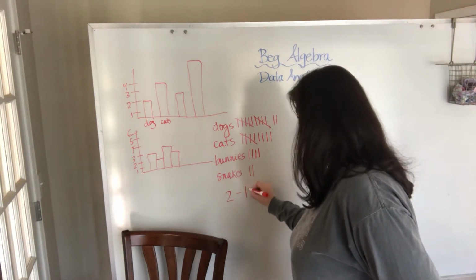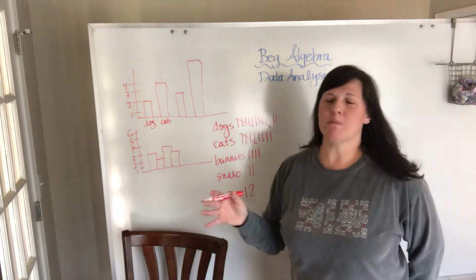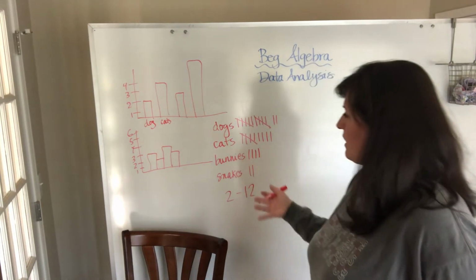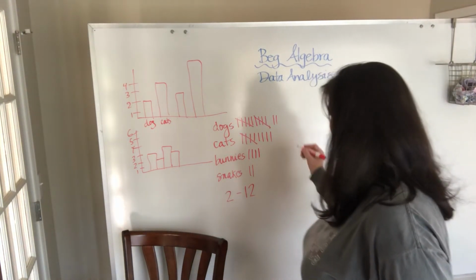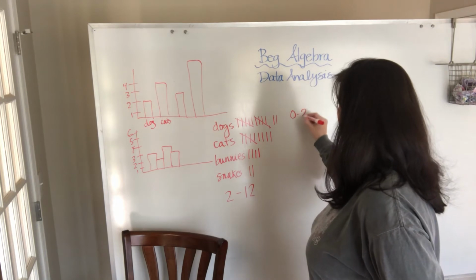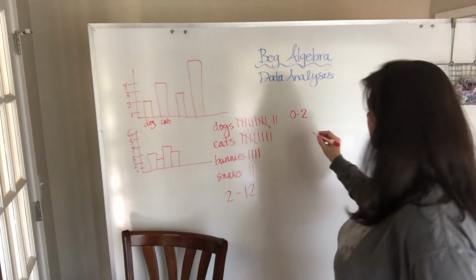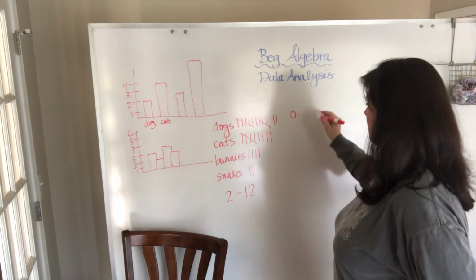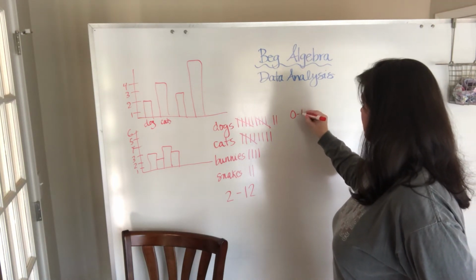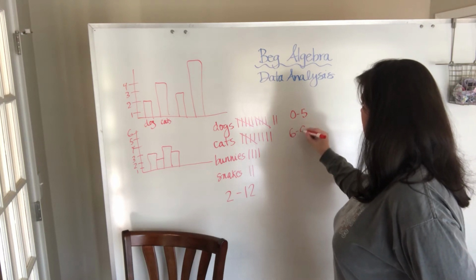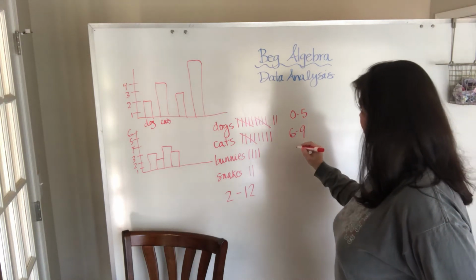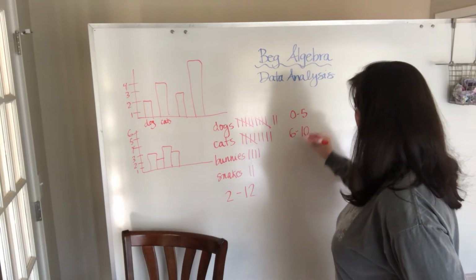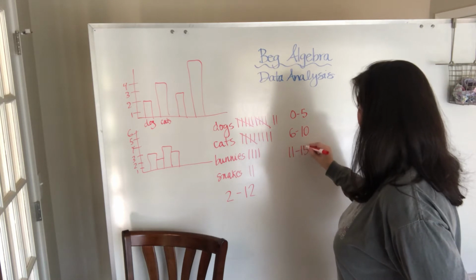Okay, so our numbers go from 2 to 12. Okay, so I look at my range of numbers and I think, okay, I've got to divide that up into intervals. So I might say my intervals are 0 to 2. Okay, and you want to make sure that these remain the same. I'm going to go ahead and do 0 to 5, 6 to 9.